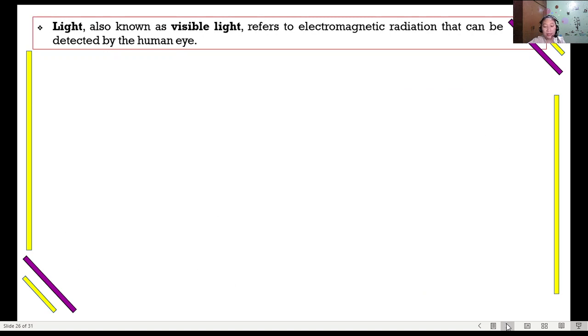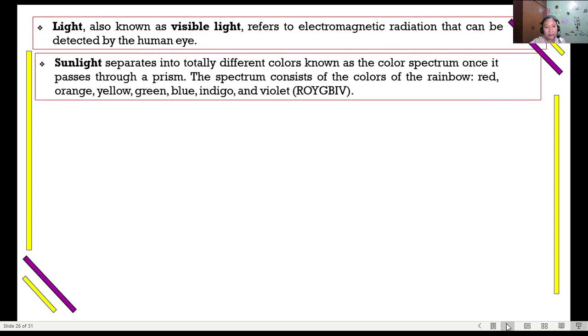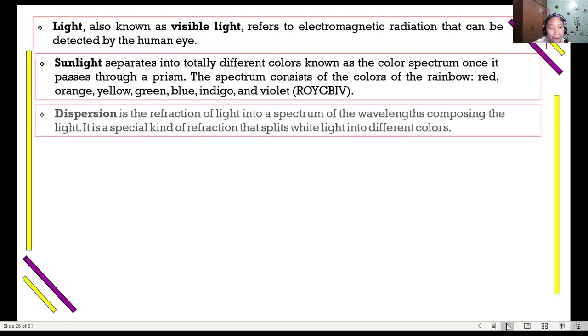So, tingnan natin. Let's remember, again, light is also known as visible light. Refers to electromagnetic radiation that can be detected by the human eye. Kaya nga siya tinawag na visible. Is for our eyes. Sunlight separates into totally different colors known as the color spectrum once it passes through a prism. The spectrum consists of the colors of the rainbow: red, orange, yellow, green, blue, indigo, and violet. RGB. So always remember that.